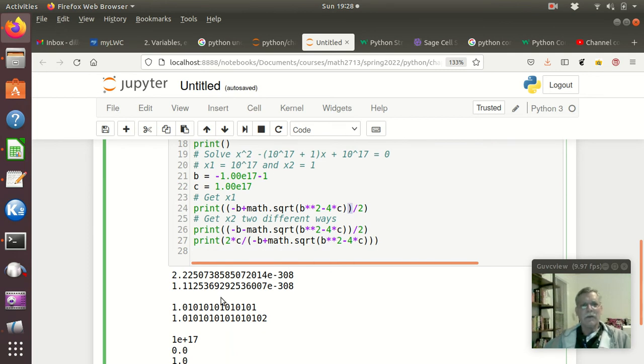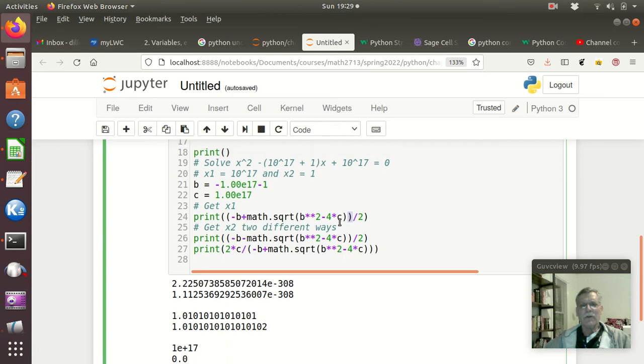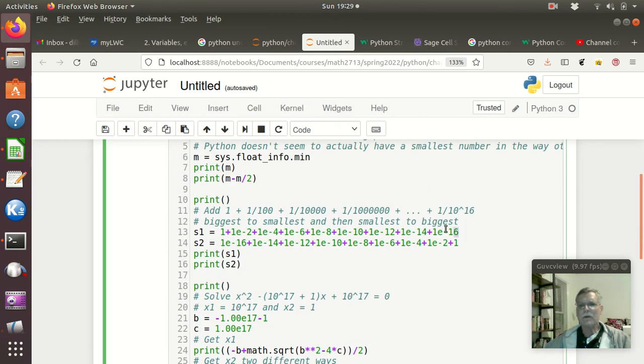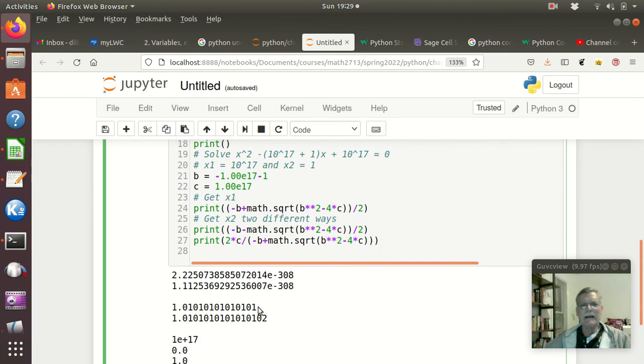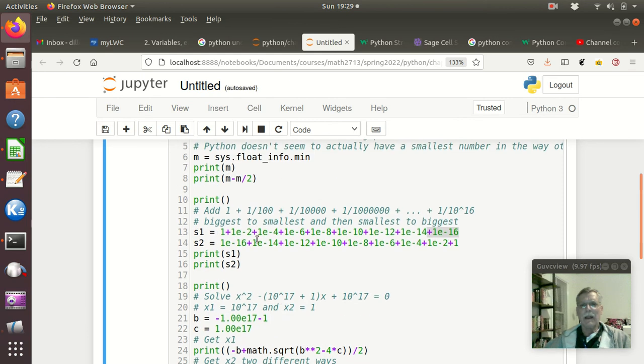Okay, now here are the sums. So I added from biggest to smallest, and then here I added smallest to biggest, and you notice it's just a little bit bigger number, because what happened here was this last term up here, that 10 to the negative 16th, didn't get added on. So this is the answer of adding 1 to the 10 to the negative 14th. I get the same answer both ways.